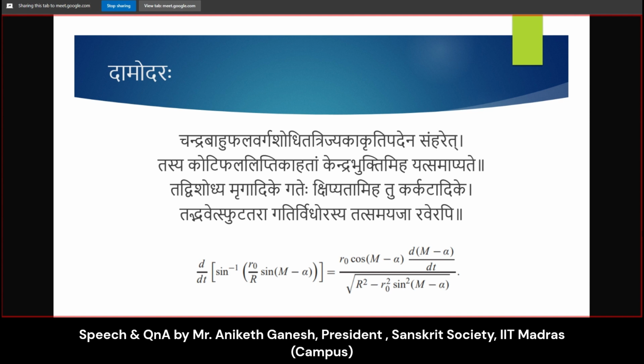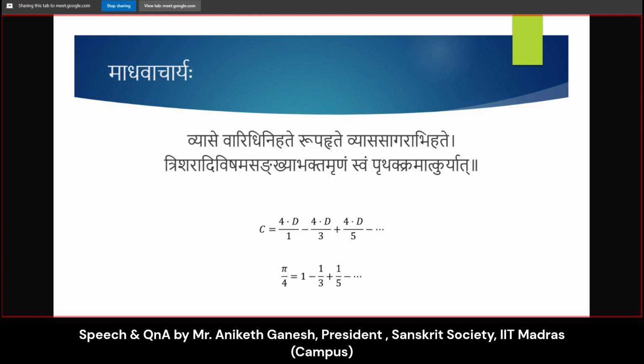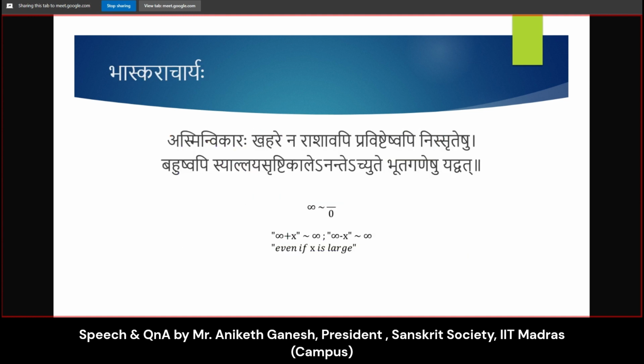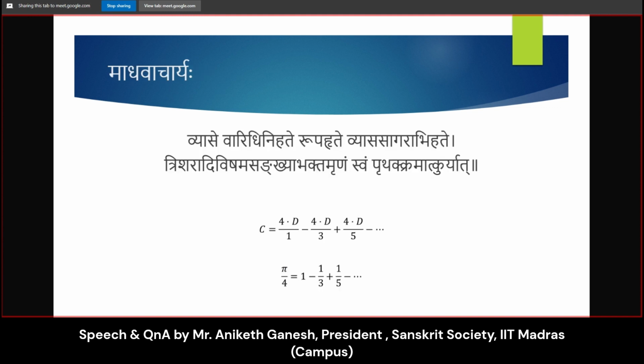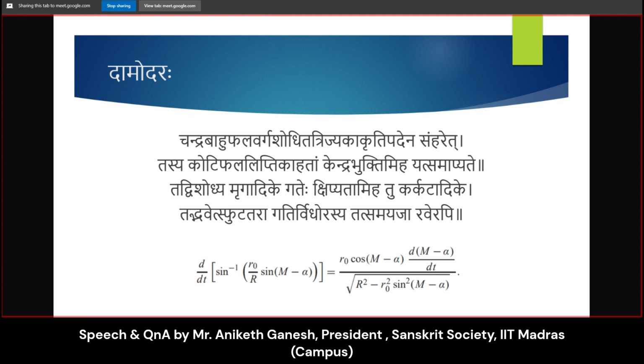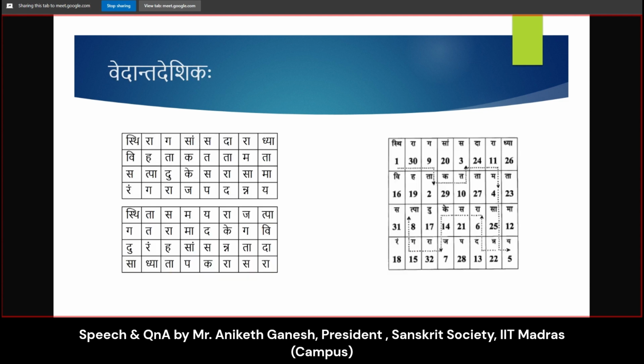So yes, that is all I have prepared. Just one small comment. If we see here, the last 3-4 authors, Damodara, Madhava, Vedanta Deshika, all of them were from the south. Vedanta Deshika was from Tamil Nadu. The other three, Madhava, Damodara, etc., were from Kerala. Bhaskara, of course, was somewhere from Maharashtra.